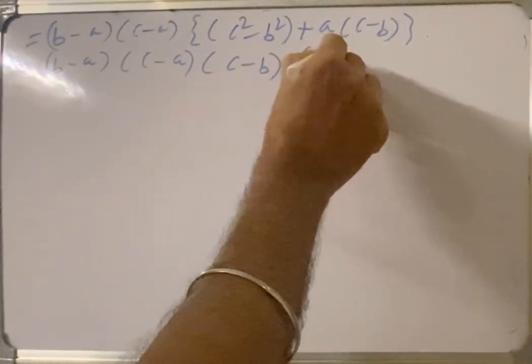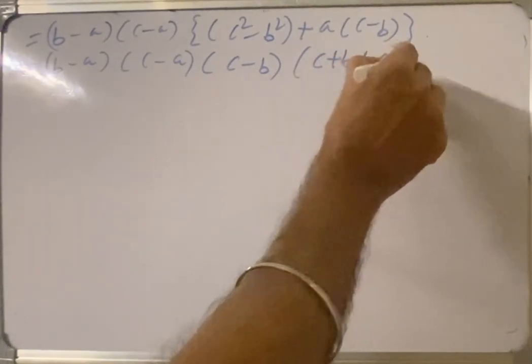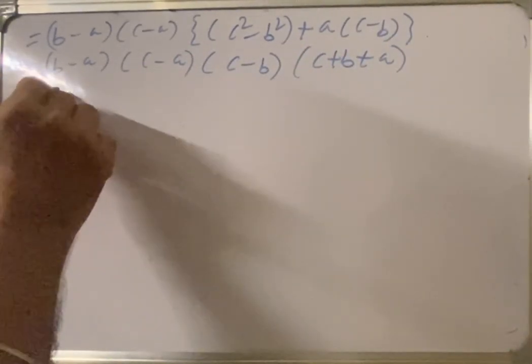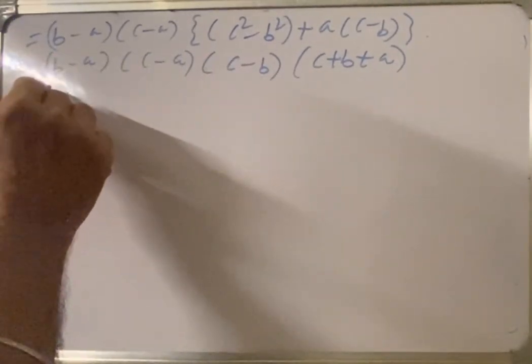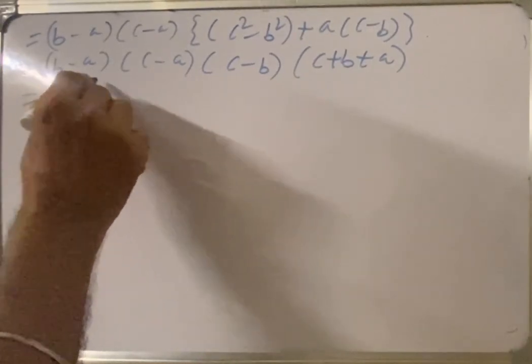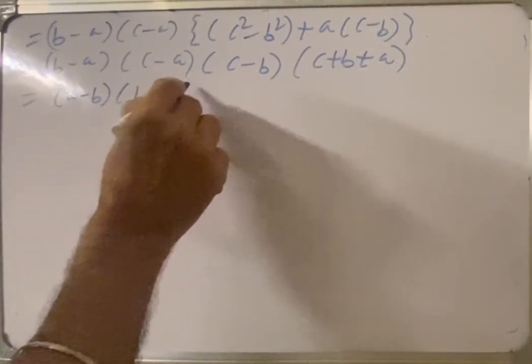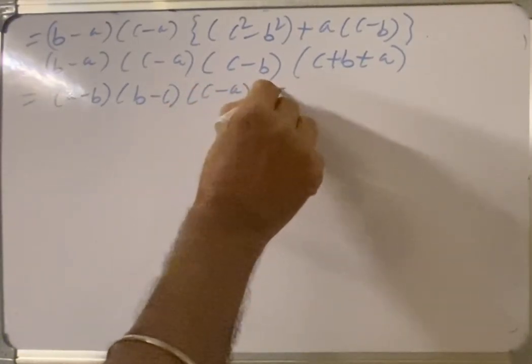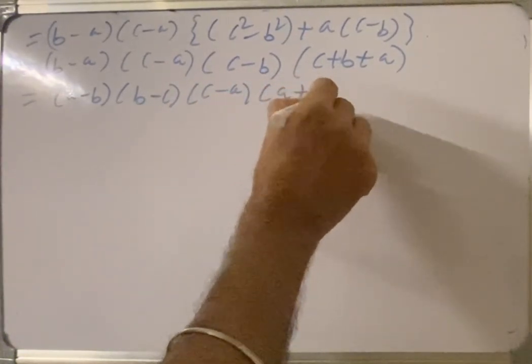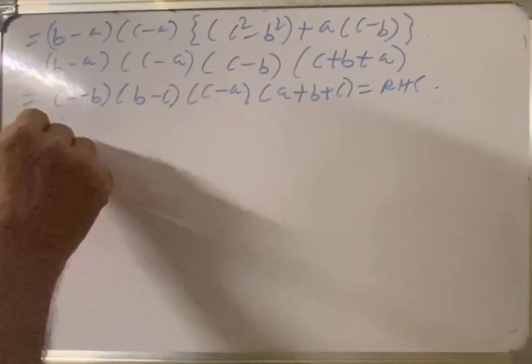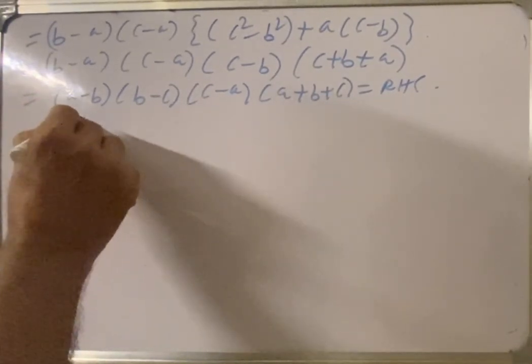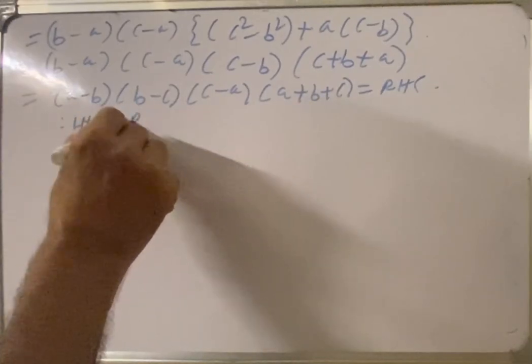Inside is c plus b plus a, which will give you, taking minus common from b minus a and c minus b, we are left with (a minus b)(b minus c)(c minus a) into (a plus b plus c), which is equal to right hand side. Therefore, left hand side is equal to right hand side, as proved.